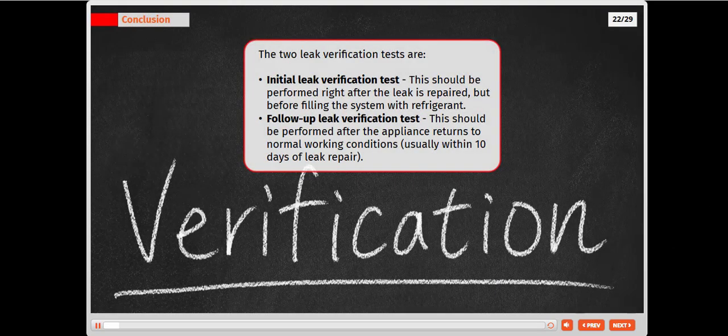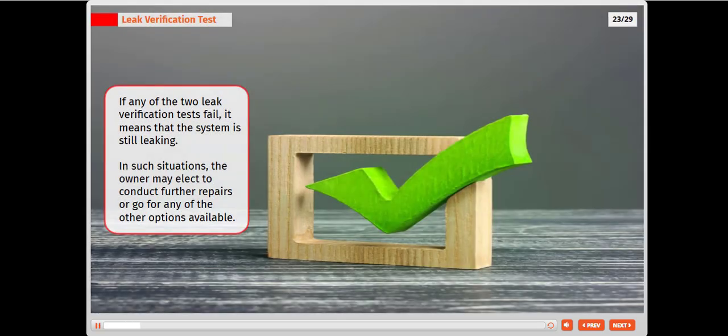The 2 leak verification tests are: the initial leak verification test, which should be performed right after the leak is repaired, but before filling the system with refrigerant; and the follow-up leak verification test, which should be performed after the appliance returns to normal working conditions, usually within 10 days of leak repair. If either of the 2 tests fails, it means that the system is still leaking. In such situations, the owner may elect to conduct further repairs or go for any of the other options available.